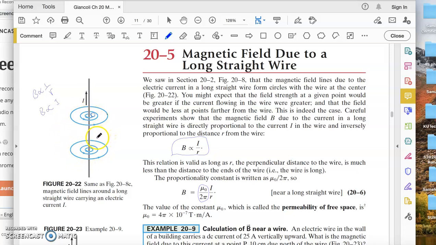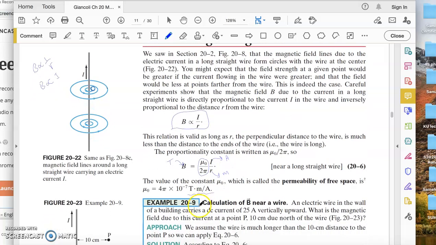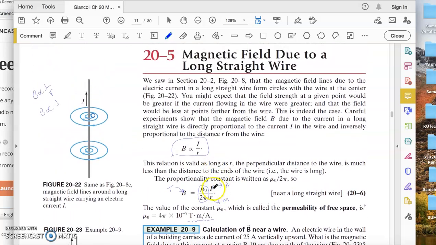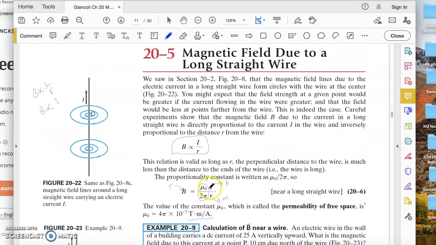All right. What is the unit of mu naught? Tesla meter over ampere. I want to make sure that it makes sense to you. What is the unit of the magnetic field? Tesla. What is the unit of the current? Ampere. What is the unit of the radius? Meter. So mu naught is Tesla times meter divided by ampere. Alright guys? Good.